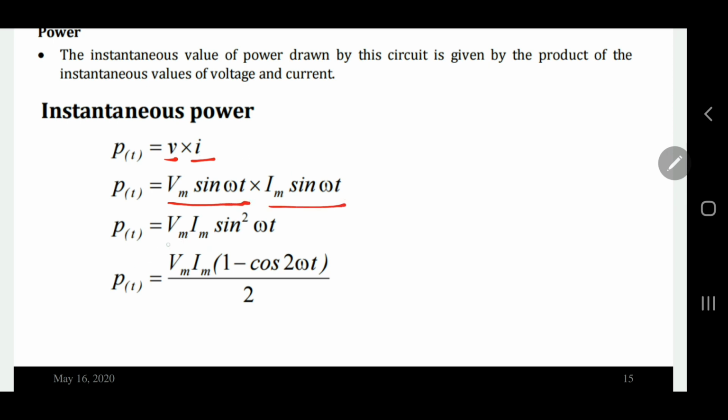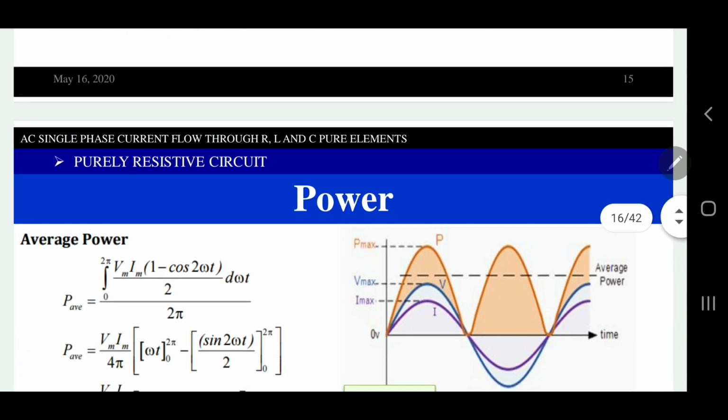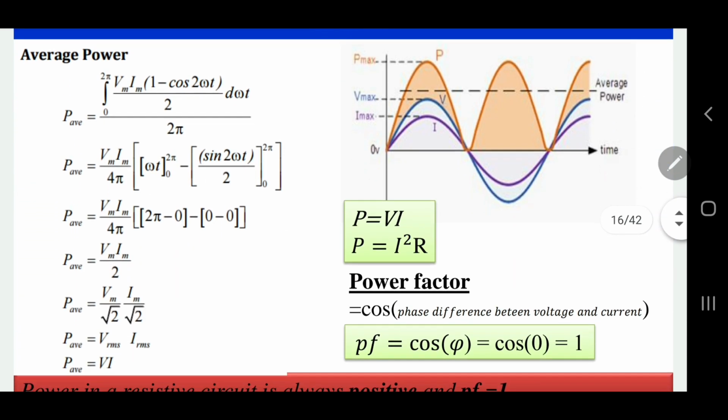So multiplying both, we will be getting Vm Im sin square omega t. Instead of sin square omega t, I am representing it as (1 minus cos 2 omega t) divided by 2. Now we are going to find the average power. We studied how to find the average value of a sinusoidal waveform. Similarly, we are going to find the average value for this power waveform.